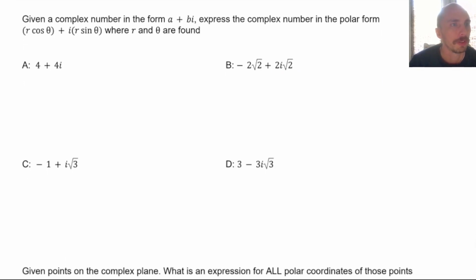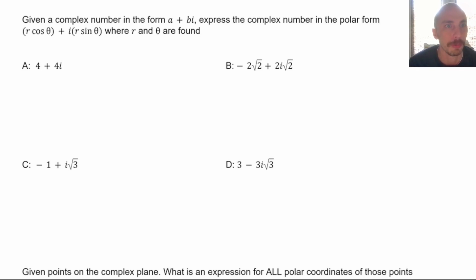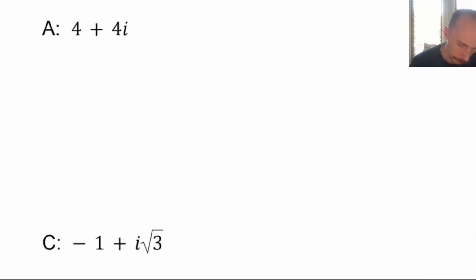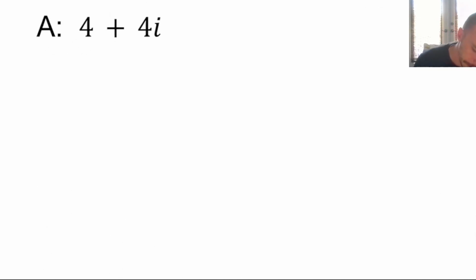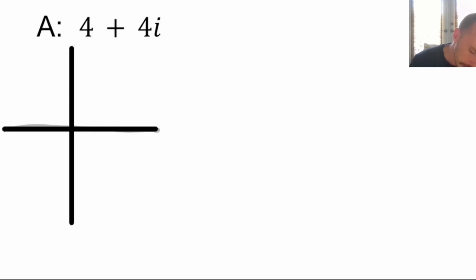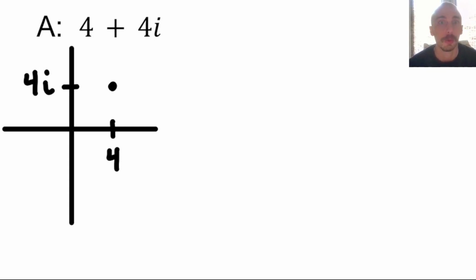So, given a complex number in the form a plus bi, express the complex number in the polar form where r and theta, wonder if we cut off that sentence somewhere. But we're just going to find r and theta, and we're just going to kind of leave it in terms of 4 root 2 cosine and sine of pi over 4. So 4 plus 4i. Okay, well, that's going to be the imaginary axis. This will be the real number line. And if we're going to 4 plus 4i, that'll be right here. That looks like theta equals pi over 4.